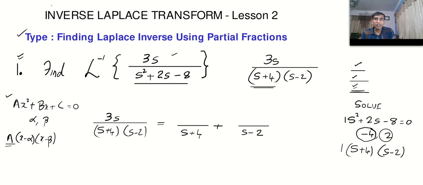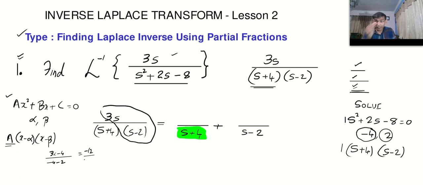Okay, now tell me, when will s plus 4 become 0? When s equals minus 4. And you have to plug in s equals minus 4 everywhere other than s plus 4. So what will I get? 3 into minus 4 divided by minus 4 minus 2. So that will be minus 12 divided by minus 6. That will be 2.